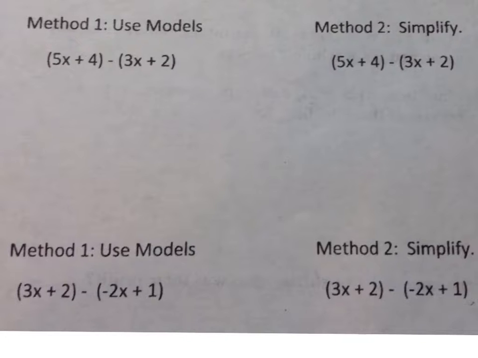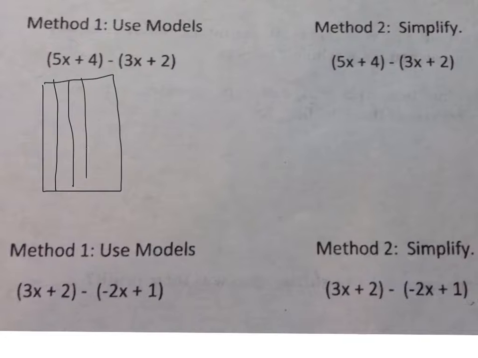So I'm going to do models for this first one. So it starts off the same. The first thing I want to do is take the expression 5x plus 4 and model it. So I need to draw 5 positive x's. And they're positive, so I'll put plus, plus, plus, plus, plus. And then for my constants, I need 4 positives. 1, 2, 3, 4.